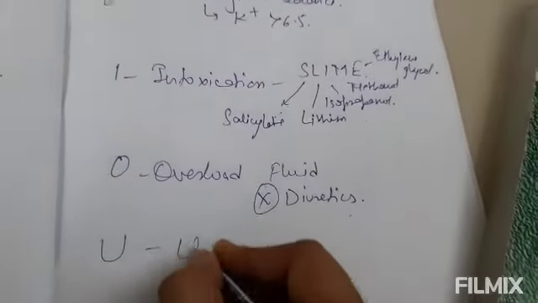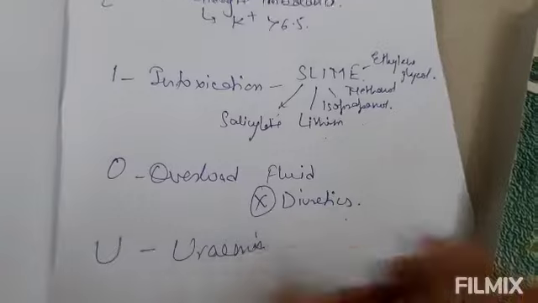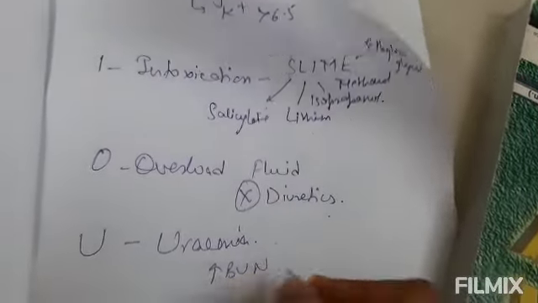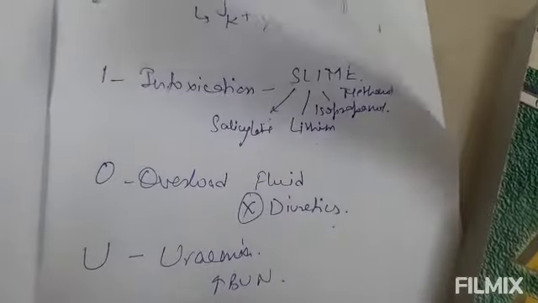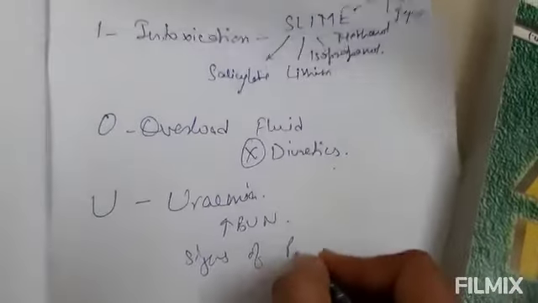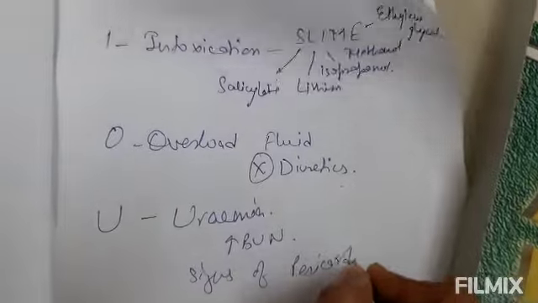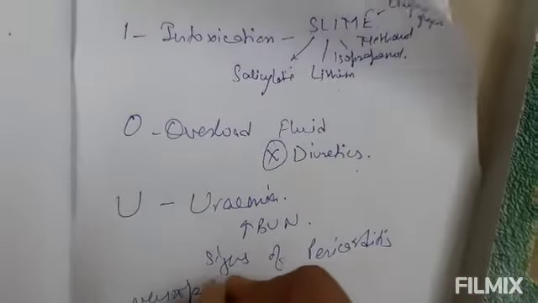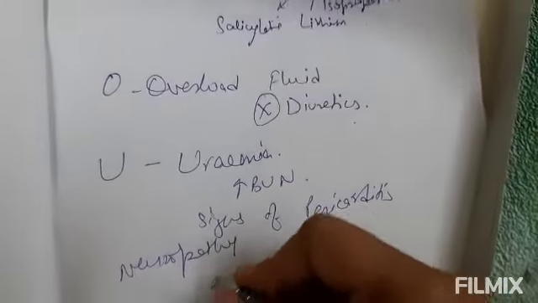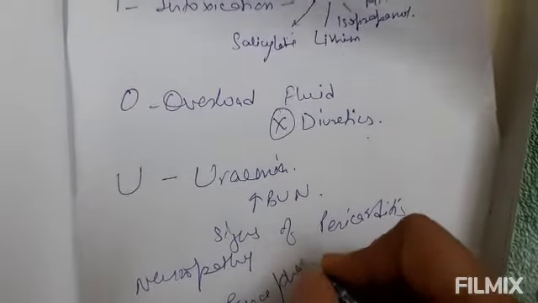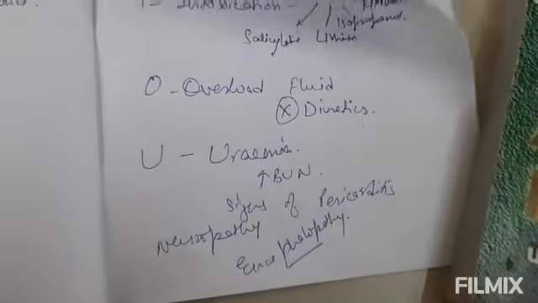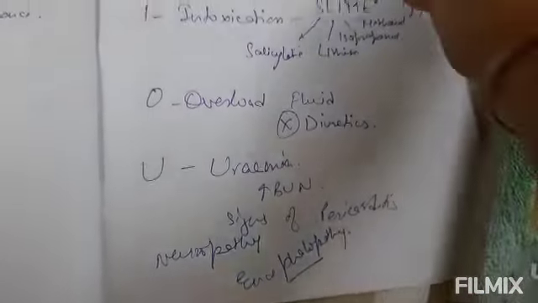The last but not the least, U for uremia. When the blood urea nitrogen increases and we find signs of pericarditis, neuropathy, or a mental alteration, that means the patient is having uremic encephalopathy, then obviously we have to go for dialysis.